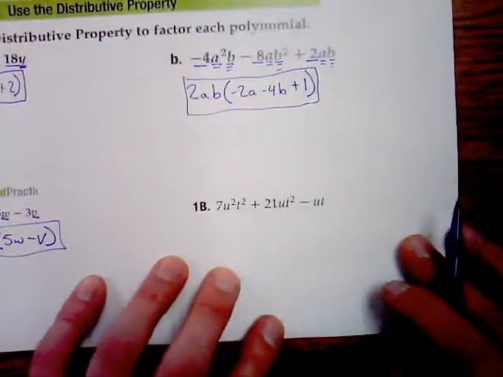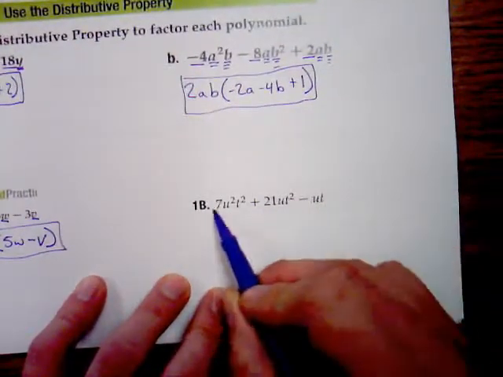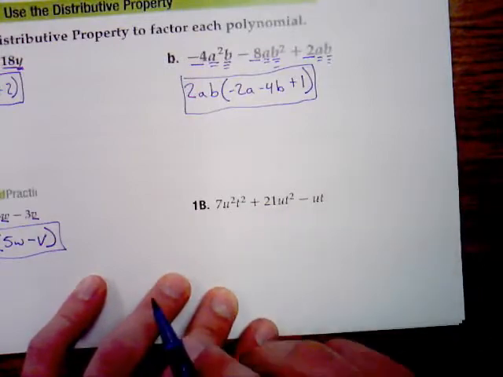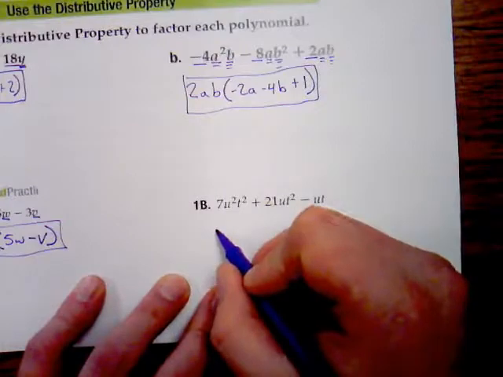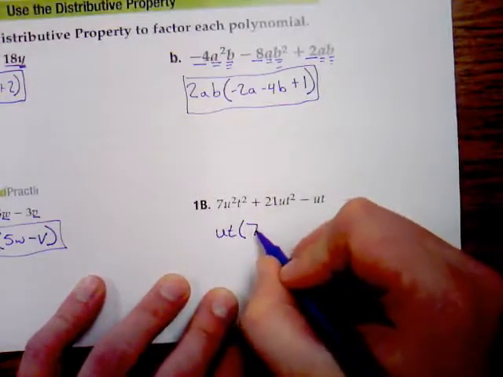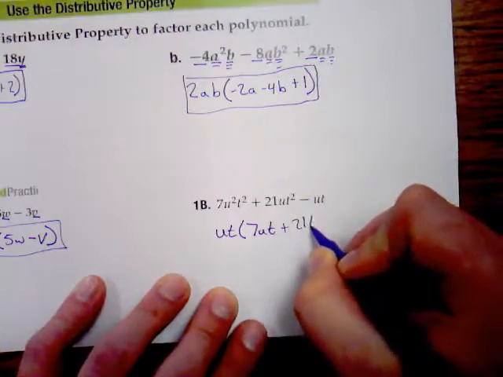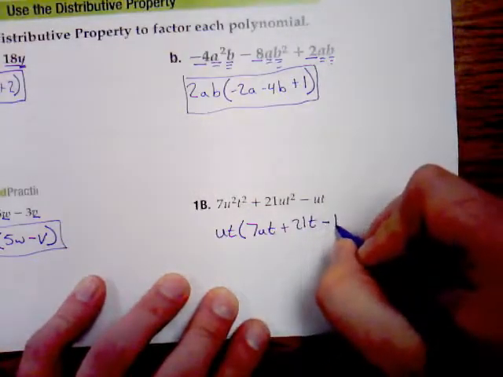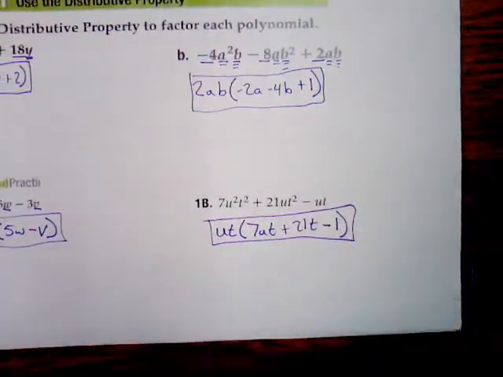1b, since this last term doesn't have a number, I can't take out any numbers as part of my greatest common factor. So I look at my variables, and I can only take out a ut. So what I'm left with is 7ut plus 21t minus 1. And that is my answer.